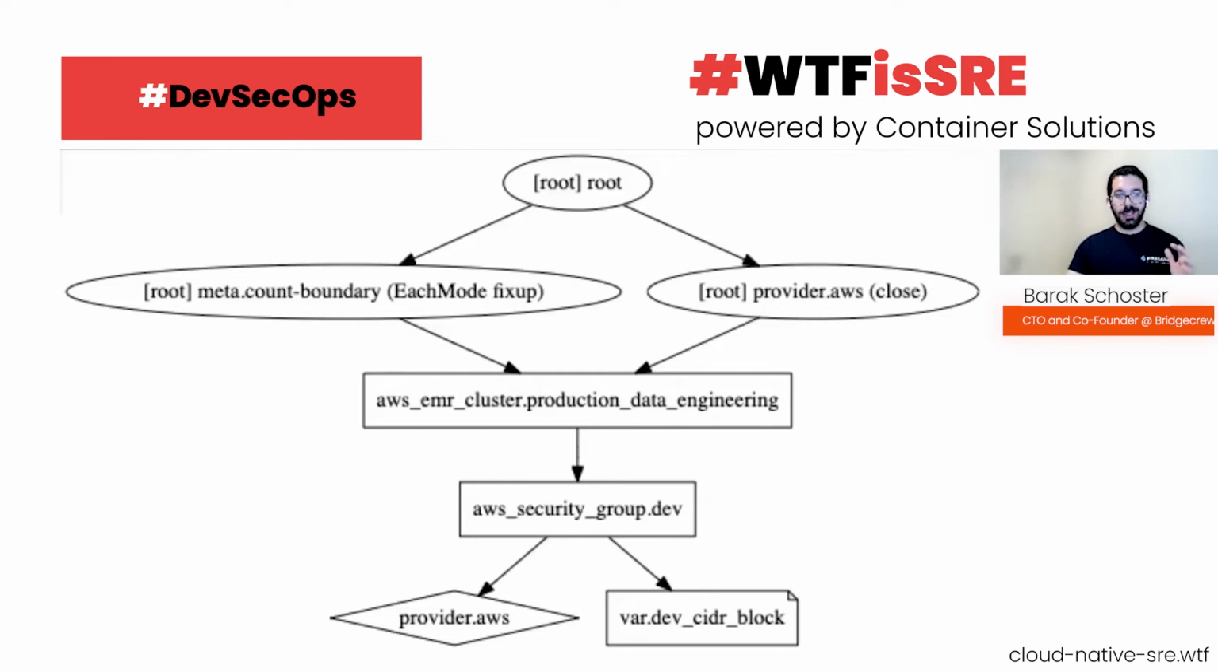We'll ignore the count boundary and the provider for a sec. And we'll see that there is actually a connection, an edge between the node of the EMR cluster, the security group of the dev environment, and the variable of CIDR block of the dev environment. So that's how the Terraform graph looks like, how the representation of code is a directed acyclic graph of resources such as EMR clusters and security groups and variables such as the CIDR block looks like.